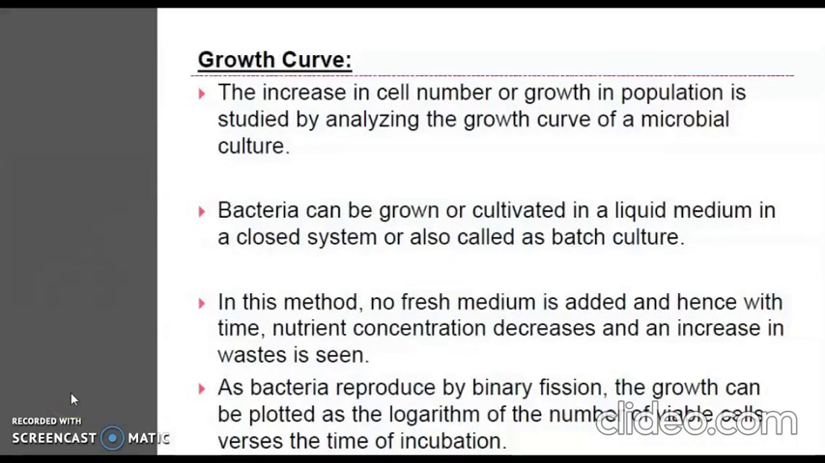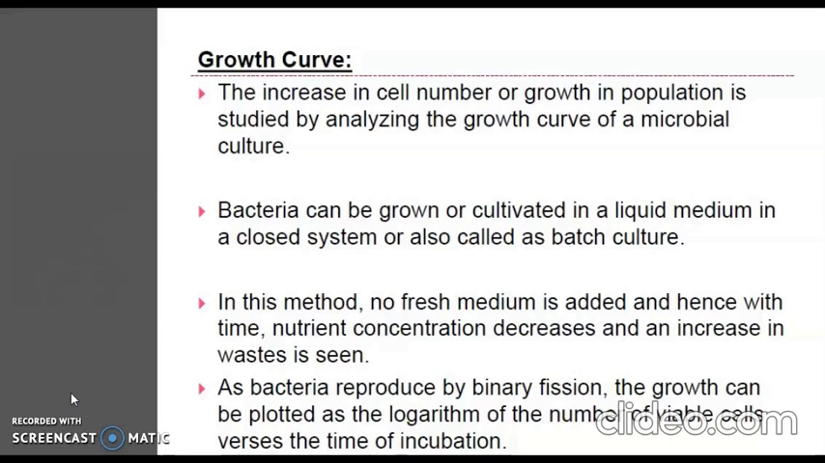Growth curve. The increase in cell number or growth in population is studied by analyzing the growth curve of a microbial culture. Bacteria can be grown or cultivated in a liquid medium in a closed system, also called a batch culture. In this method, no fresh medium is added, and hence with time the nutrient concentrations will be getting depleted and an increase in waste is observed.